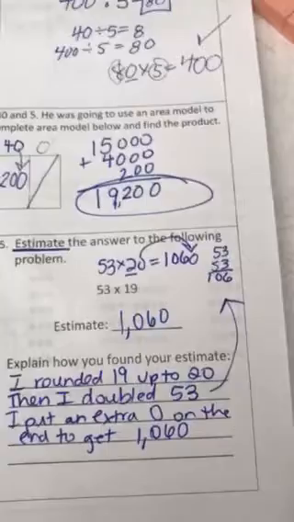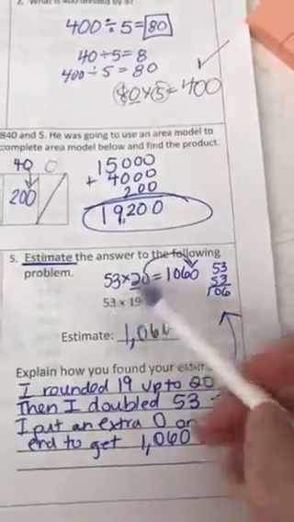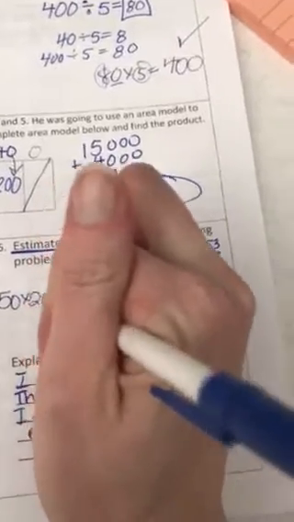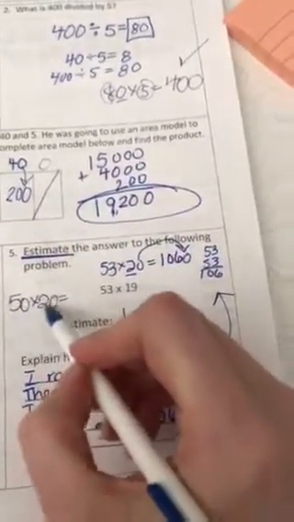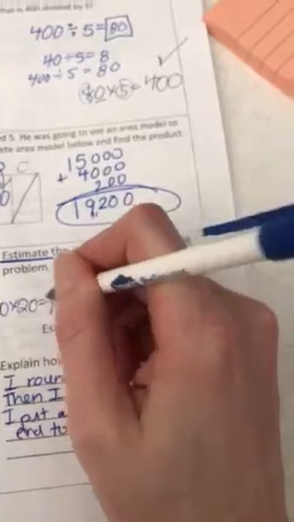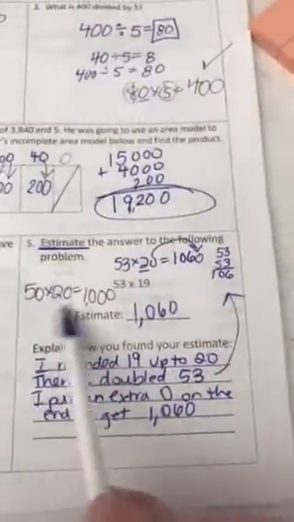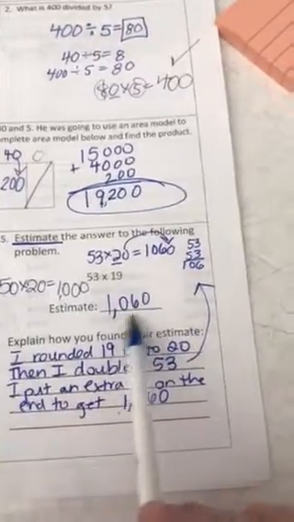You could have also estimated, you really could have done 50 times 20. It wouldn't have got you as close. That would be 5 times 2 is 10. With 2 zeros is 1,000. Okay, so you should have somewhere around these answers for an estimate.